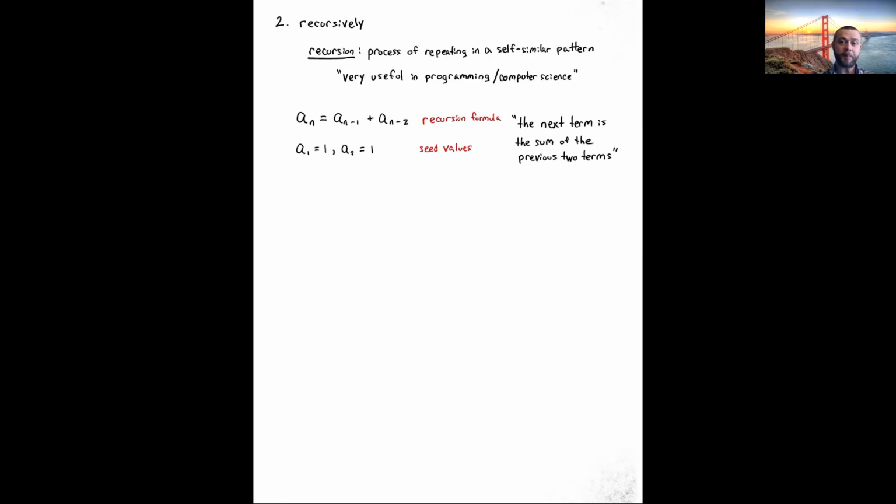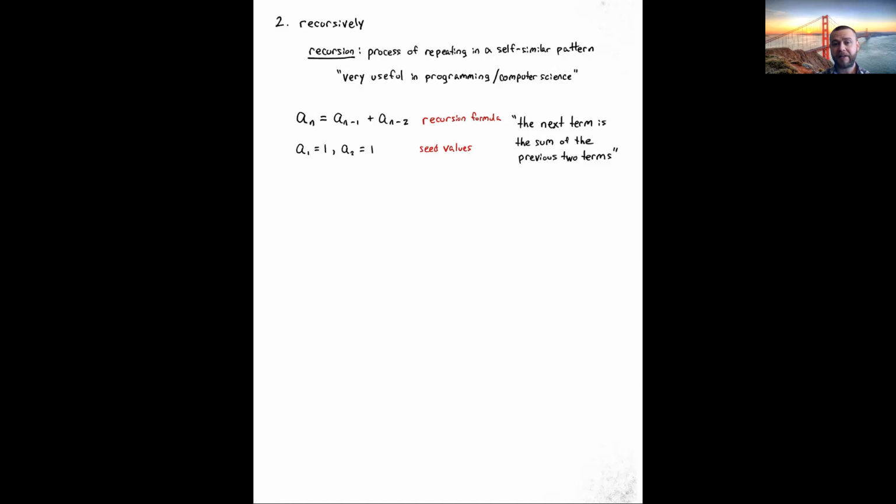All right, let's take a look at a simple recursively defined sequence. This one is going to be familiar from some of the examples we mentioned earlier in the video. Let's define as our recursion formula, a sub n equals a sub n minus 1 plus a sub n minus 2. What that recursion formula says is each term in the sequence is the sum of the previous two terms. If you consider a number n, the two numbers preceding it would be n minus 1 and n minus 2.